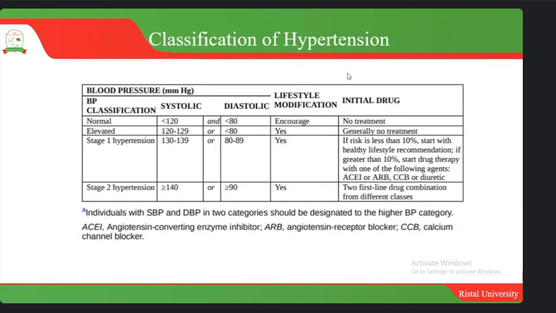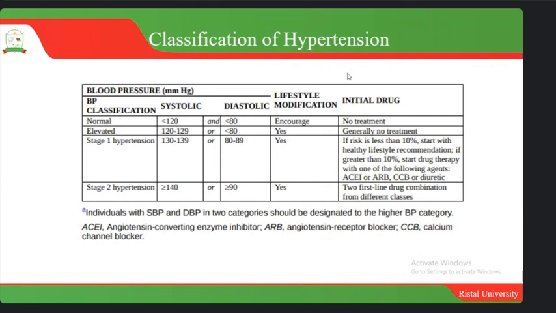Then in stage 2 hypertension, the systolic BP will be more than or equal to 140, and the diastolic can be more than or equal to 90. So we also need to encourage them, we also need to counsel them on the lifestyle. How are they supposed to lead their lives, depending on the feeding and the rest of the things. Even drinking, we have to talk about it. So when they tell you about their lifestyle, that's when you can pick up what you're going to counsel them on.